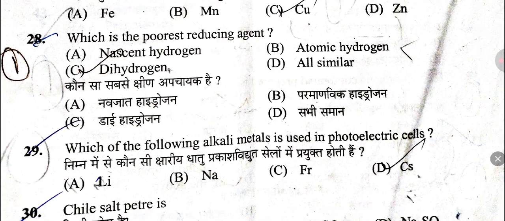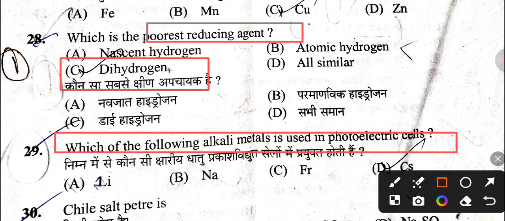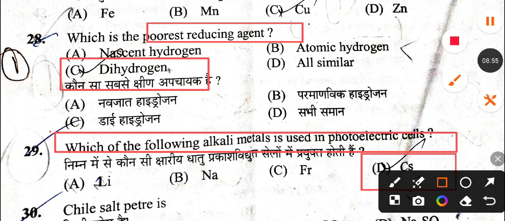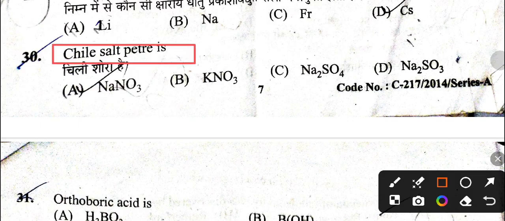Which is the poorest reducing agent? So out of the given options, it is dihydrogen. It is the poorest reducing agent. Which of the following alkali metal is used in photoelectric cell? So it is cesium. Option number D is the right answer. Chili saltpeter, very important question. It is sodium nitrate. So option number A is the right answer. Sodium nitrate is called chili saltpeter.